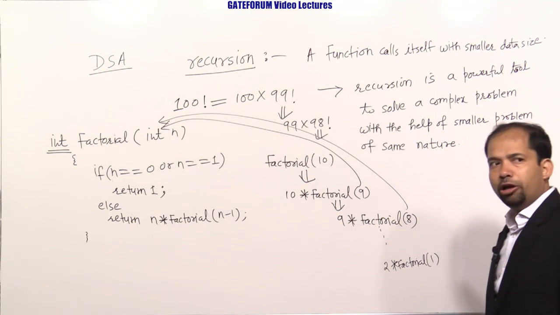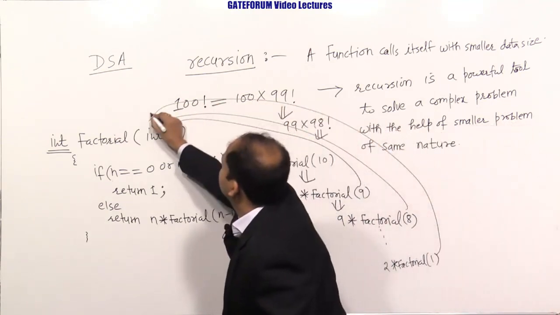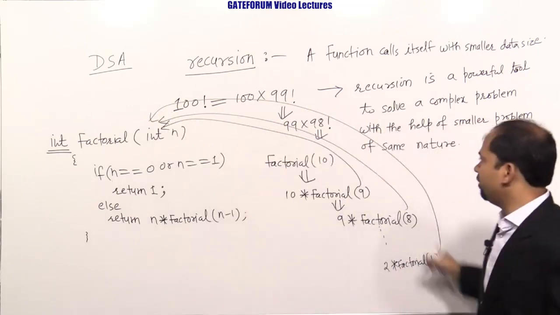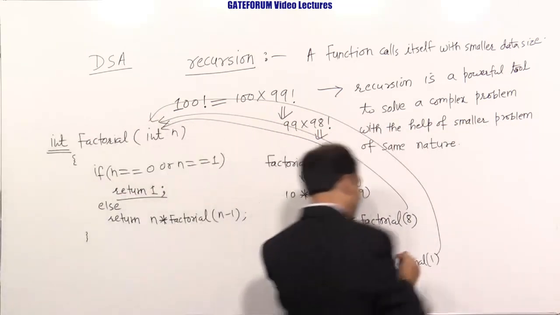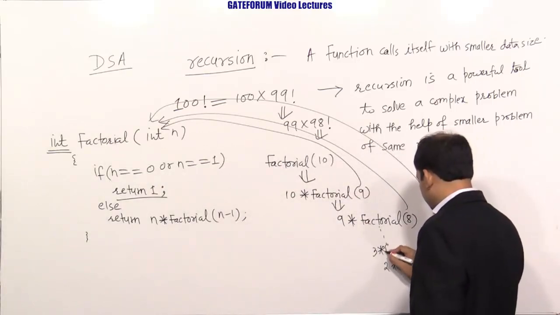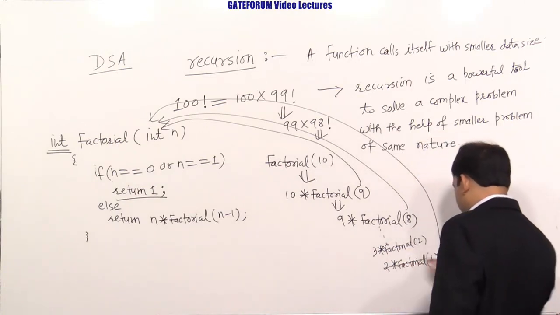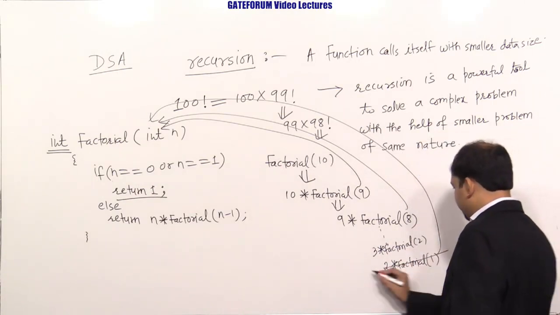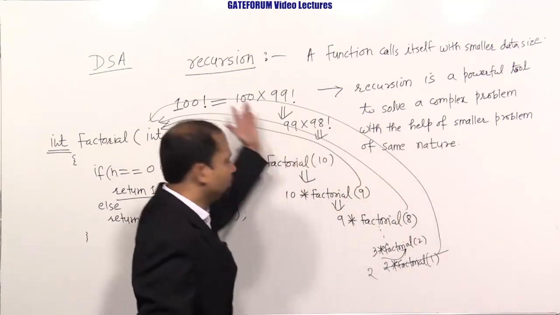Right. 2 into factorial 1. So again this factorial 1 will call this function. There will be a separate call, and when factorial of 1 is there, it returns 1. So here this 2 into 1, this is the answer of whom? 3 into factorial 2. So this value will be 2, and this 2 will be passed to this, and so on, and so on.